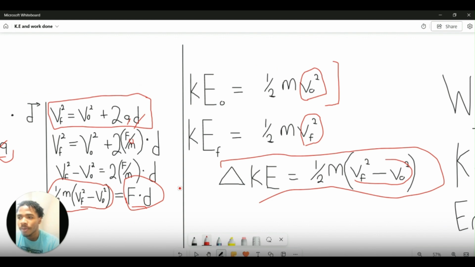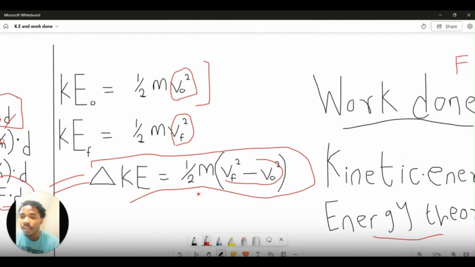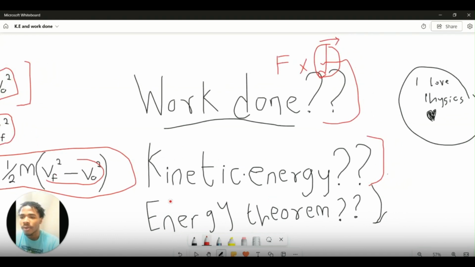So that way we have been able to prove that the work done on an object, which is the force times distance, is equal to the change in kinetic energy of that object. And that is what the energy theorem is all about.